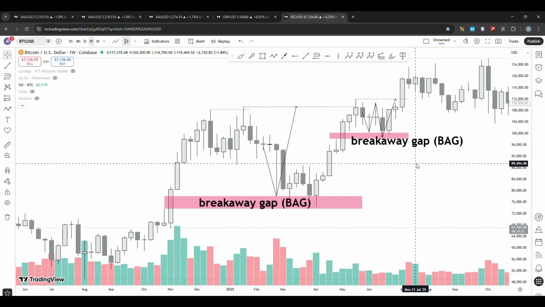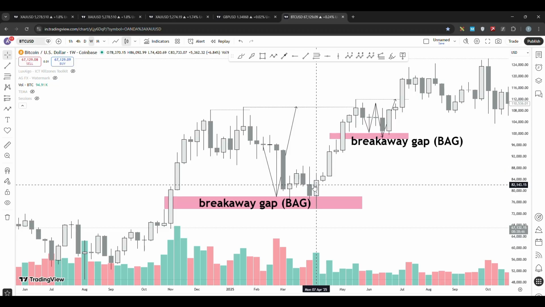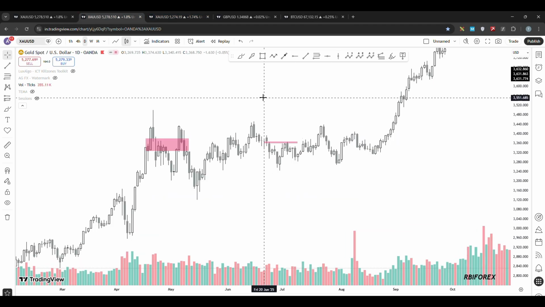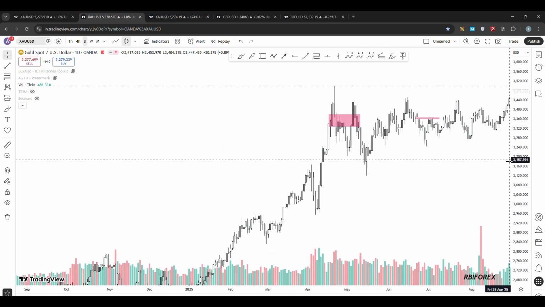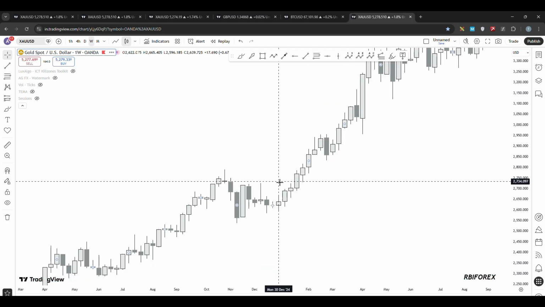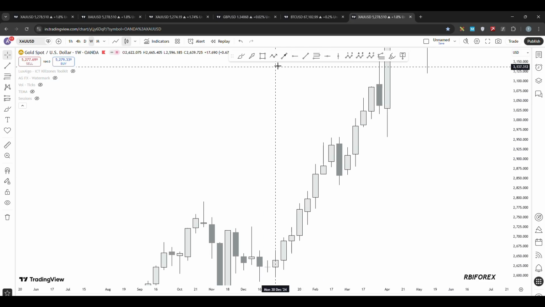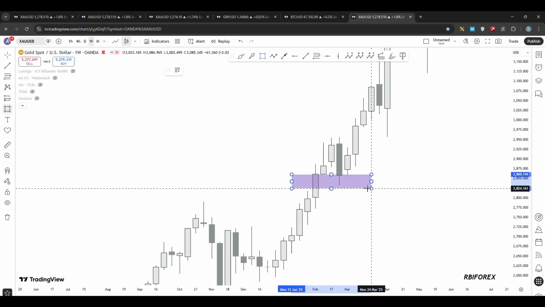So you see different kinds of markets behave in different ways. Now breakaway gaps are filled mostly in Bitcoin, but if you go to gold and try to find this kind of price action in gold, you won't see this kind of breakaway gaps getting filled. So here you can see that we have come to the gold chart, and this is the weekly chart. So you can see that market has created this fair value gap, right?